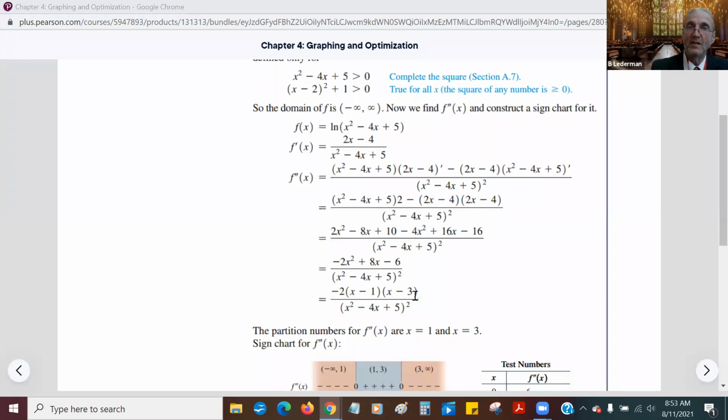And that tells me now the bottom is always positive. We already established that. First of all, even if x squared minus 4x plus 5 was not always positive, since I'm squaring it, it's always going to be positive. In fact, it's never going to be 0, so it's never going to be undefined. So we're all good with that. Now what I have to look at.